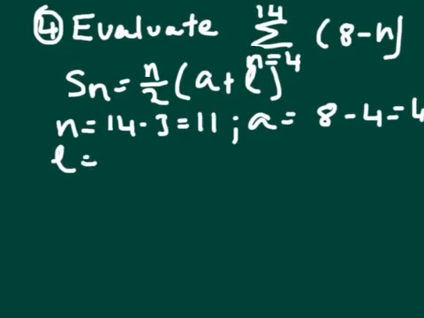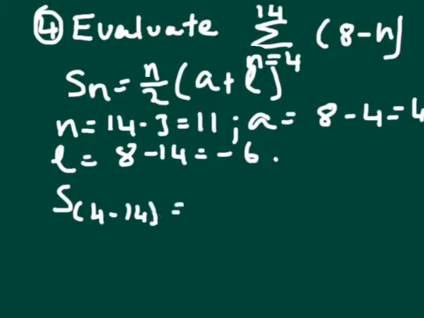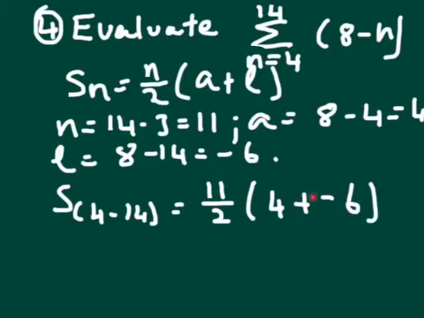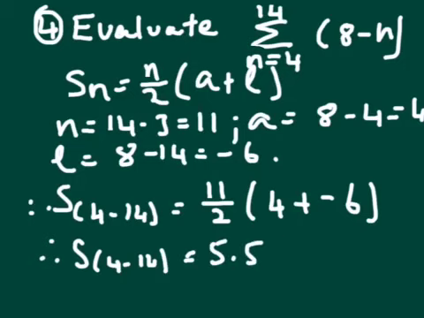And L is equal to, well, all we need to do here is substitute 14 into our rule. So L is equal to 8 minus 14, which equals negative 6. Alright, substituting the information into our formula, we get S 4 to 14 is equal to, n is equal to 11, so that's 11 divided by 2, bracket, A we said was 4, and we add negative 6. Okay, so once again we're adding a negative, so that becomes a subtraction operation. So our answer, S 4 to 14 equals 5.5 times, this comes to 4 plus negative 6, negative 2, and you're going to find the answer is equal to negative 11. Okay, so there we have it, done.